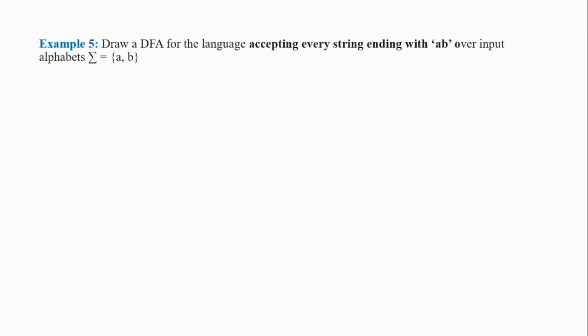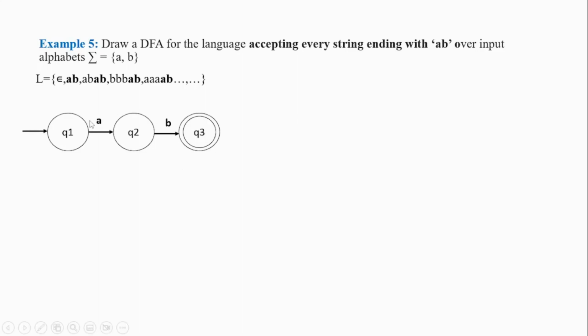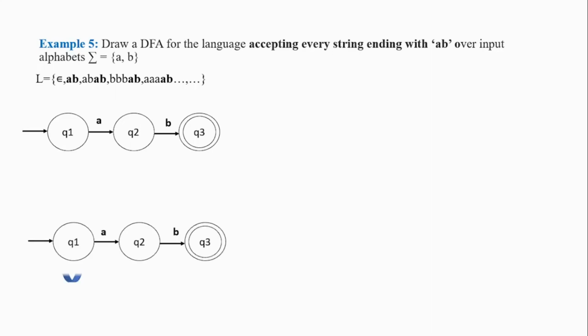Next question is draw a DFA for the language accepting every string ending with AB. So the ending should be AB. If I put AB to itself, then we don't know whether it is AB. Because if I put that, it can be either A or B. It can be BB also. It can be AA also. We don't know what it is, right? So that is why it is avoided.